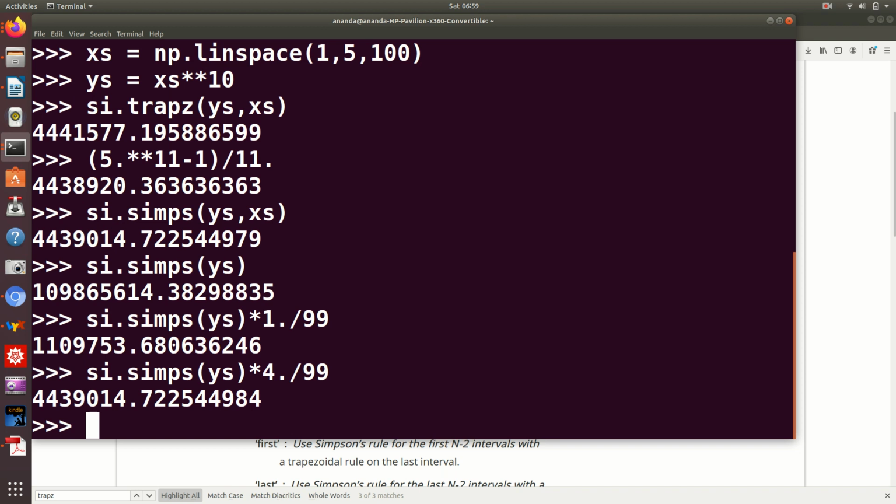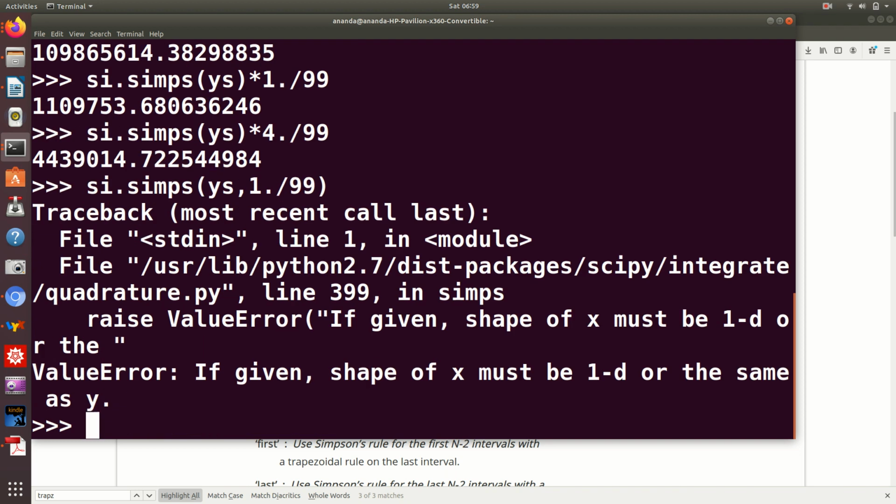But you might be wondering, how do I give the dx values then? Well, can't I say 1 point by 99? And if I do that, I get an error. Why do I get an error? Well, you can see what it's saying. It's saying if given, you don't have to give it, if given, shape of x must be 1D or the same as y.